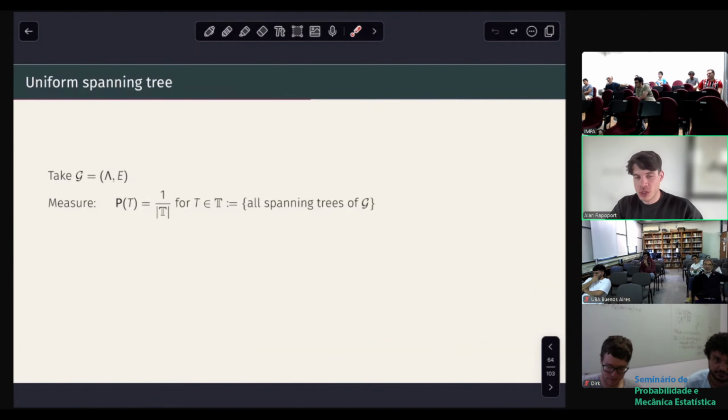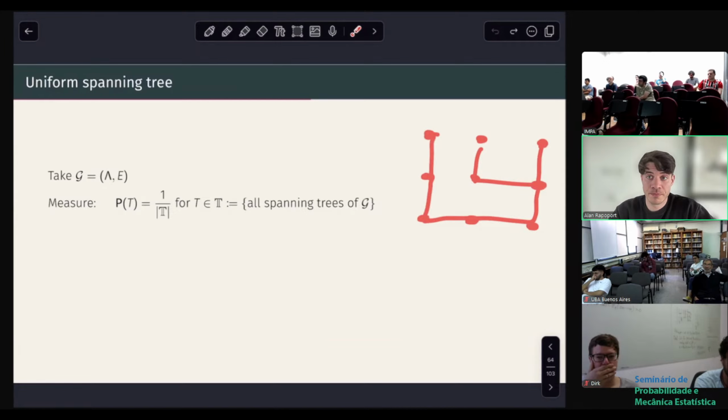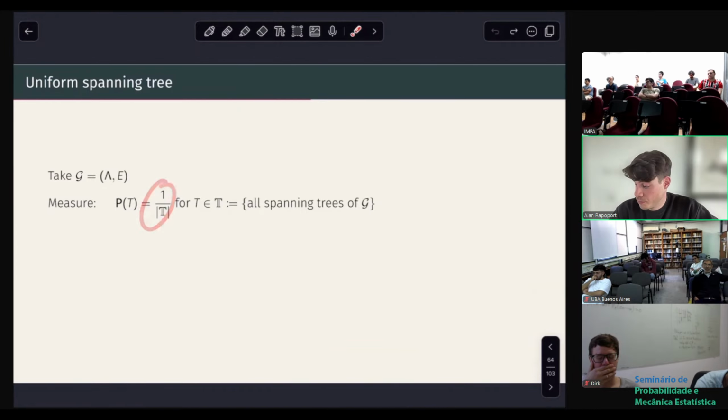What is a uniform spanning tree model? Well, just literally taking a uniform spanning tree on a graph in a uniform way, none other than that. So, a spanning tree, just in case, is a graph that has no cycles and is connected, and it goes through every single point, something like this. Okay, so the measure is uniform.